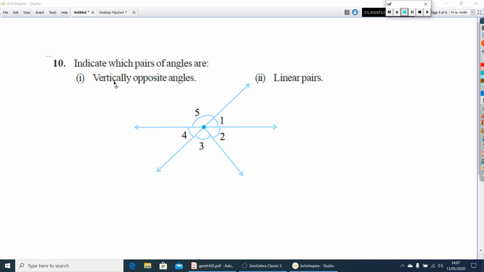This is question number 10 of the textbook. Indicate which pair of angles are vertically opposite angles and linear pair of angles. You can find out in this figure the vertically opposite angles and the linear pairs of angles. That you write it down.